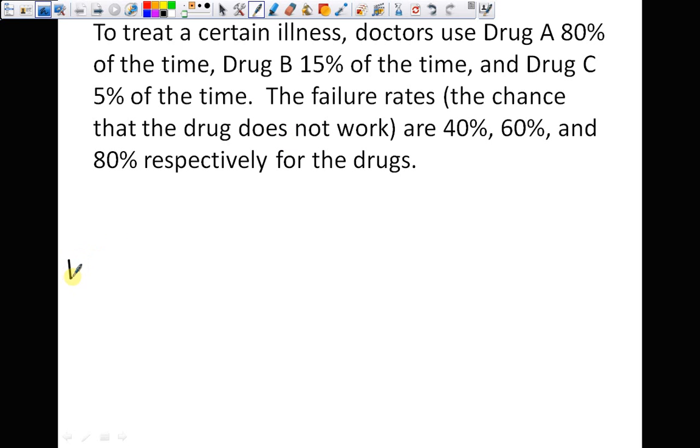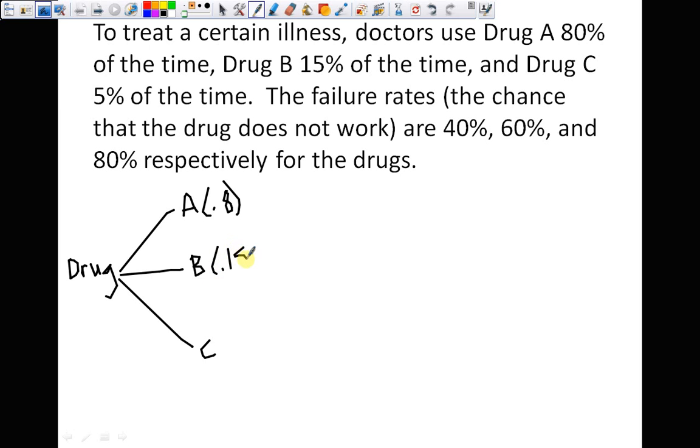First, we would have to know what drug was chosen. So either drug A is going to be chosen, drug B, or drug C. And we know that 80% of the time, or probability of 0.8, drug A will be used. 15% of the time, or 0.15 as a probability, drug B will be used. And 0.05, 5% of the time, drug C will be used.